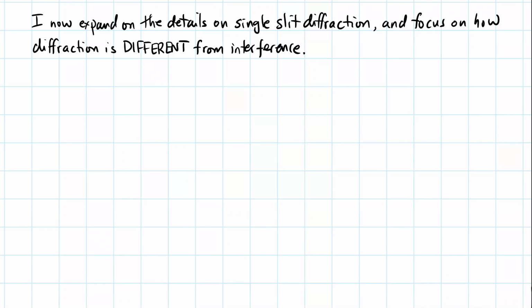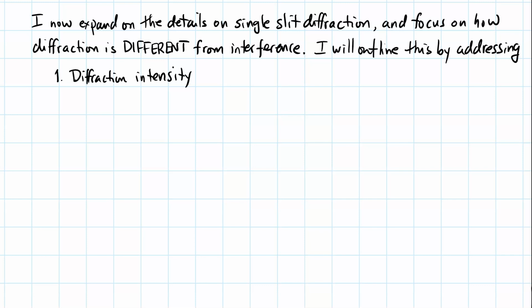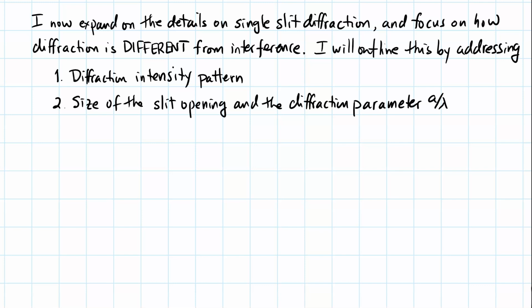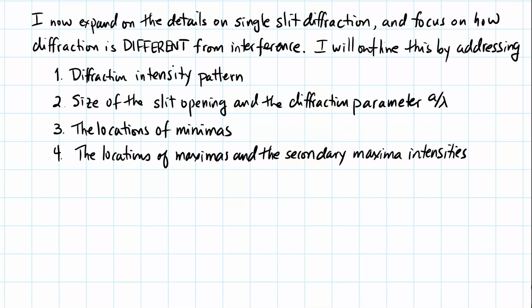I now expand on the details of single slit diffraction and focus on how diffraction is different from interference. I will outline this by addressing: 1. The diffraction intensity pattern. 2. The size of the slit opening and the diffraction parameter a over lambda. 3. The locations of the minima. And finally, 4. The locations of maxima and the secondary maxima intensities.